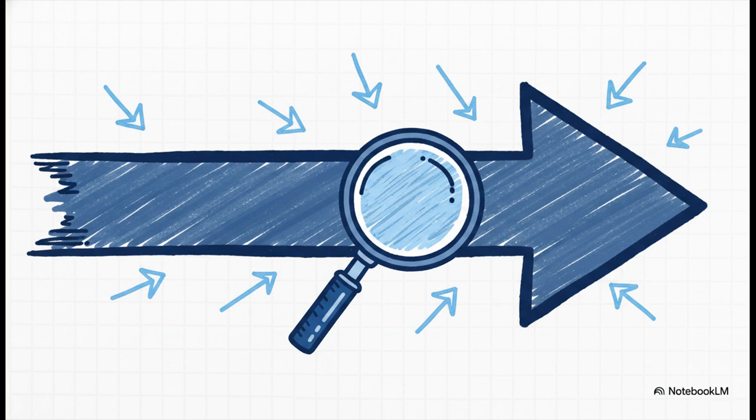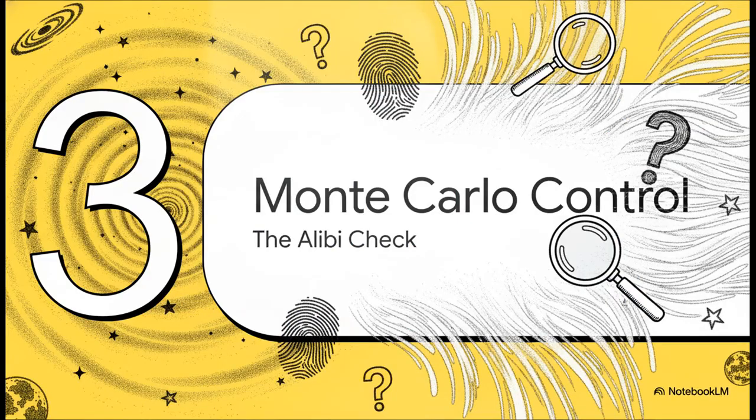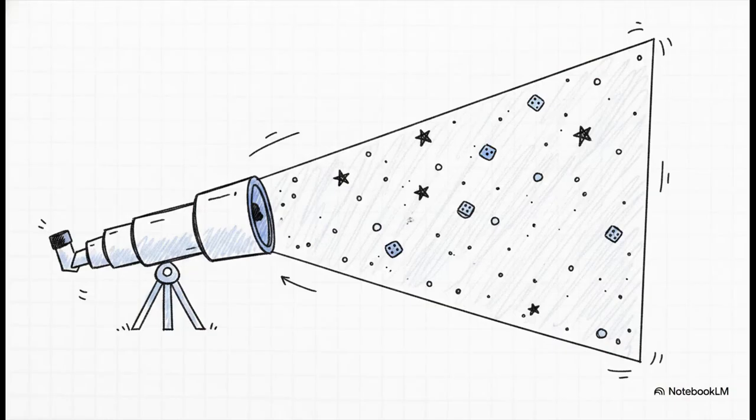But in science, you can never just take your first results at face value without checking your blind spots. That leads us right into Section 3, the Monte Carlo control. Whenever a telescope scans the sky, it captures data in a specific shape, often called a survey wedge. Skeptics might jump in and argue, hey, your V1 vector isn't some real cosmic flow. It's literally just an artifact of the physical shape the telescope looked through.